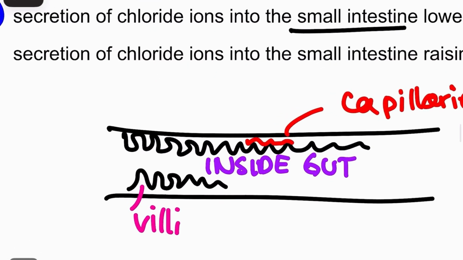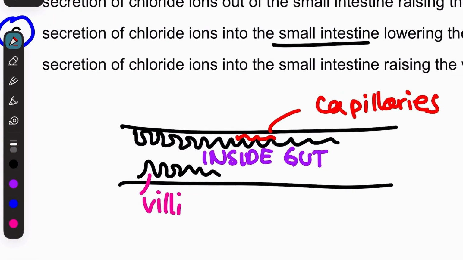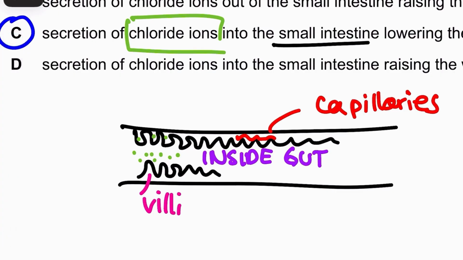So let's go even deeper. And let's have chloride ions as green. So what happens is the chloride ions are originally like here, but they end up here. Okay, so they get secreted into the small intestines. So now have a think about this compartment, which I name A, and this compartment, which I name B. Which side has a lower water potential?